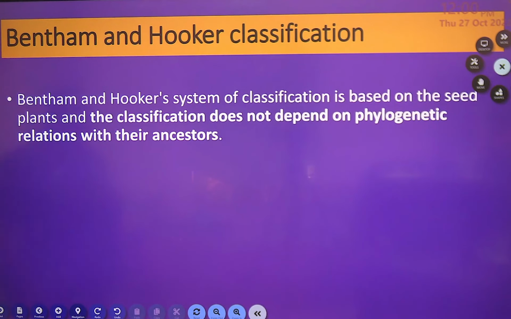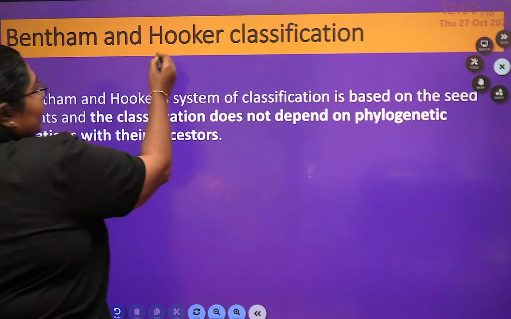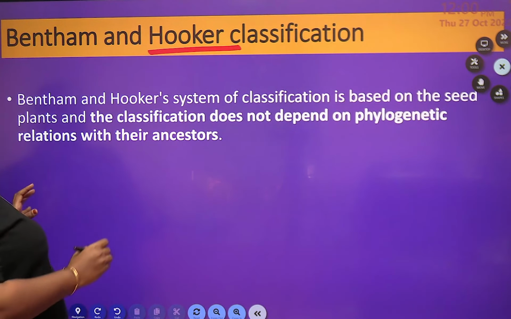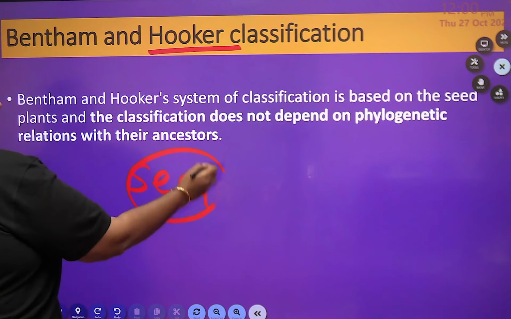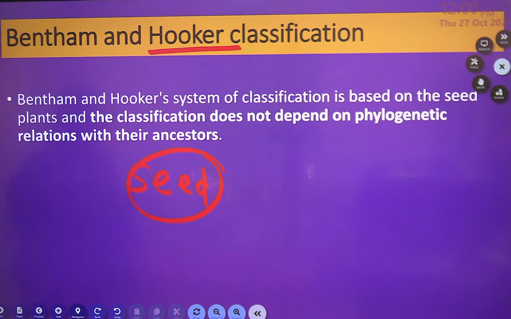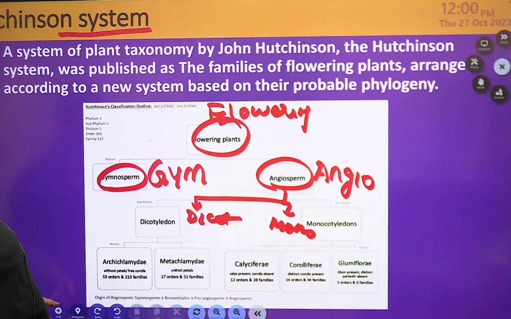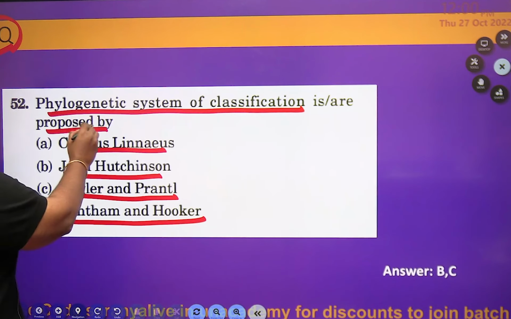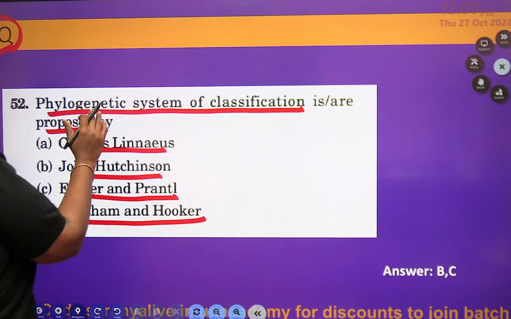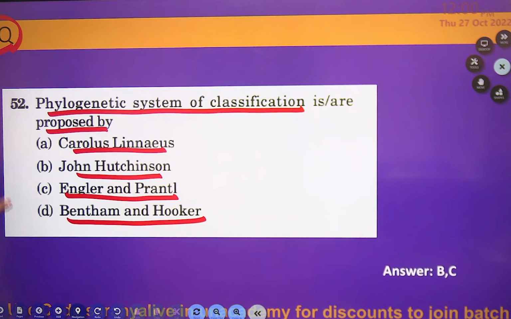Okay, the final one is the Bentham and Hooker classification. This is based on the seed. So Bentham and Hooker is based on the seed structure and seed shape and all. So this has nothing to do with the phylogeny. Now, can I repeat the question one more time? Can you find out which of these classifications is based on the phylogenetics?